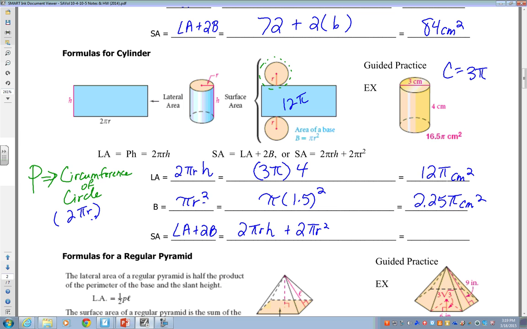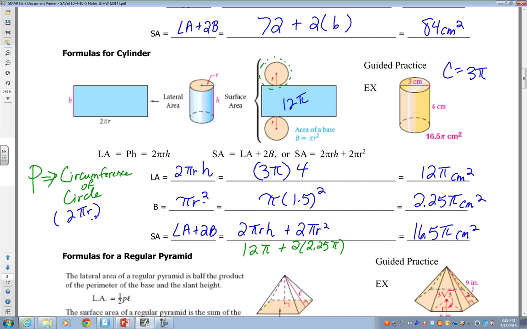I know the lateral area was 12 pi, and I know my area of the base was 2.25 pi. So I'm going to double that and add it together. Don't we get 4.5 when you double it? Yeah, okay. So this is 16.5 pi centimeters squared.